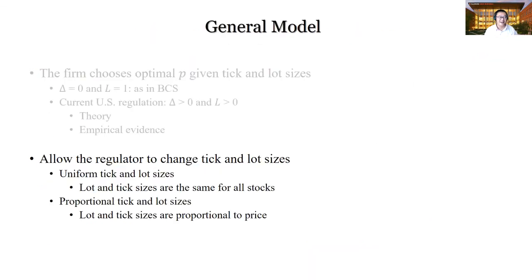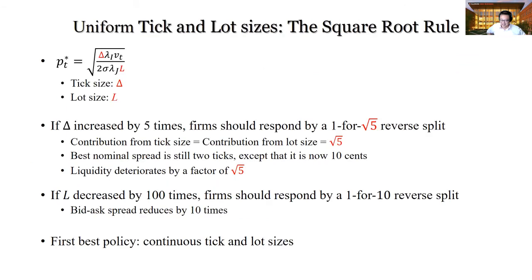So finally, regulators. Let's introduce regulators to the model. Think about it, like the US market said, okay, we want to increase the tick size from 1 cent to 5 cents. So what should the firm optimally do? We discover something called a square root rule. If tick size increases by 5 times, let's say permanently, the firm should respond with a 1-for-square-root-of-5 reverse split. Why? You still want to hold the balance of tick size and lot size constant. So the best nominal spread is still 2 ticks, except now you should choose a 10-cent bid-ask spread, and the liquidity deteriorates by a factor of square root of 2.